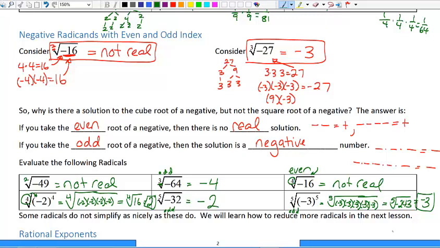Now some radicals do not simplify quite as nicely as these do. We will learn how to reduce more radicals in the next lesson, but all the radicals we're going to be doing today work out fairly nicely to whole numbers, positive or negative integers.